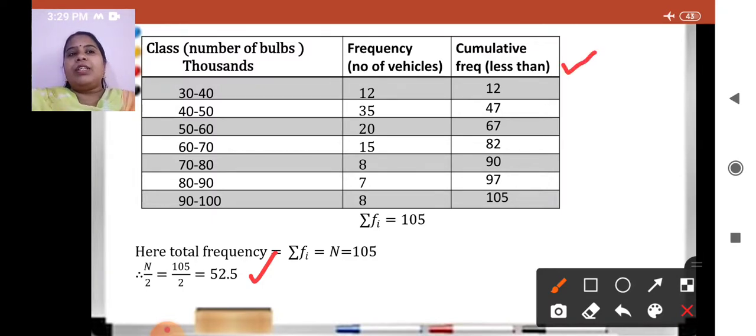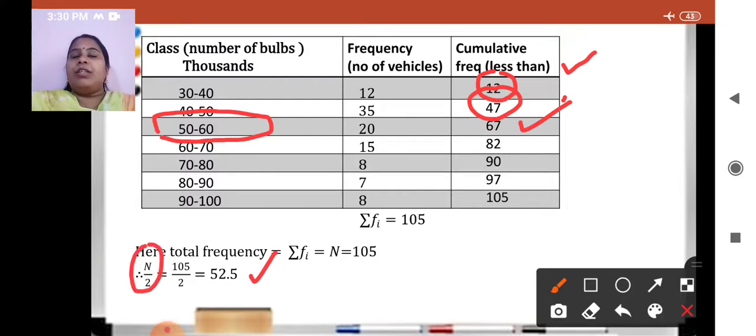Okay, now just see this. First value is 12. It is only till 12. It's not including 52.5. Second value is 47. Even this is not including 52.5. The very first value which includes this 52.5 is 67. So this tells me that 50 to 60 is my median class. I hope you are understanding it. You need to search where this value of N upon 2 will lie, the first value, where it will lie in the cumulative frequency column. So 50 to 60 is the median class.